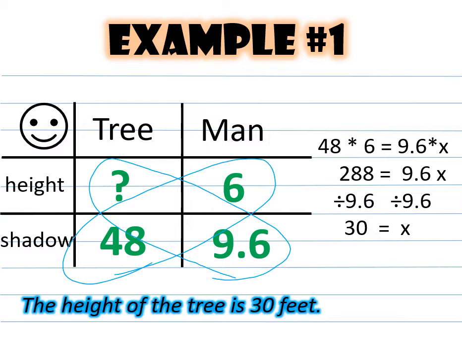That means that we now know the height of the tree. The height of the tree is 30 feet. This is great because we didn't know how tall it was, but by using the shadows of both the tree and the man, we were able to figure out how tall it is.